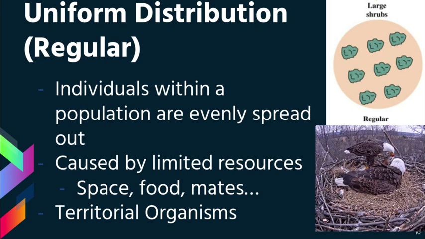But we're looking at limiting space, limiting food. We're limiting our mates, or there's only a few mates available. Pretty territorial. Bald eagles don't like other bald eagles coming into their area. Bald eagles don't really like other animals in general coming into their area.